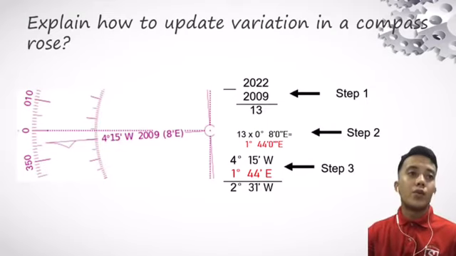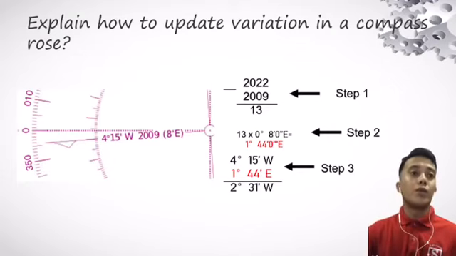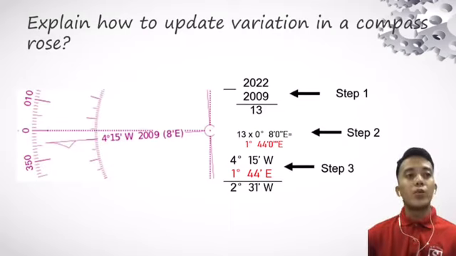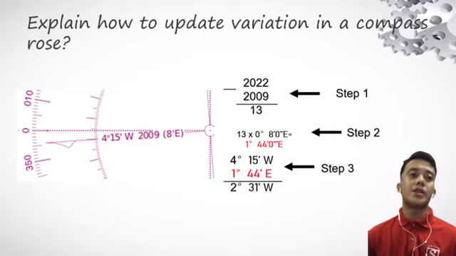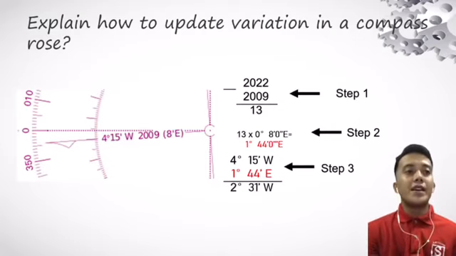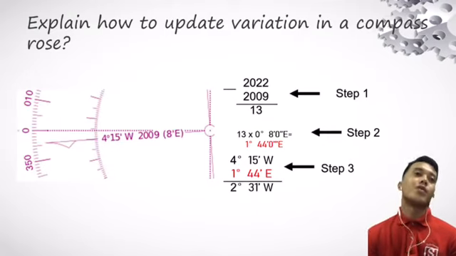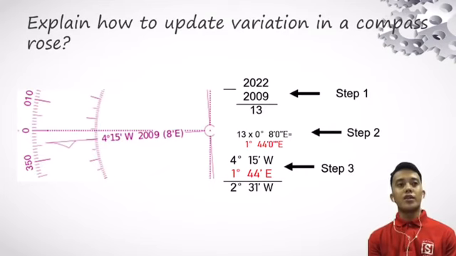And then step 2, we multiply 13 by the annual change in variation, which is 8 minutes east, and we get 1 degree 44 minutes east. Step 3 is apply the correction: subtract 4 degrees 15 minutes west with 1 degree 44 minutes east. So we get 2 degrees 31 minutes west. So this is the updated variation in the compass rose.